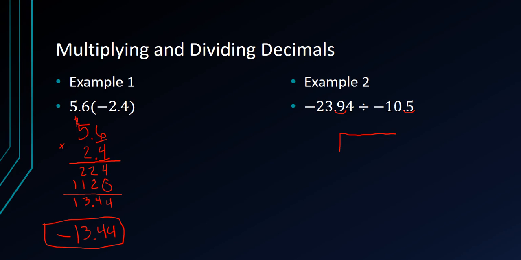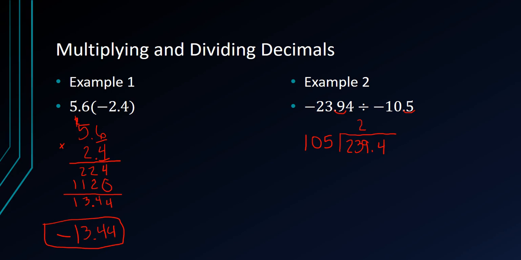So the number inside is actually 239.4, and outside is 105, because we moved our decimal over. So again, that outside number can't have a decimal. Now we're just going to do long division. So how many times does 105 go into 239? Well, that would be twice. Now I started at 239 because I know 105 doesn't go into 2, and I know 105 doesn't go into 23. So I started out with the 239.